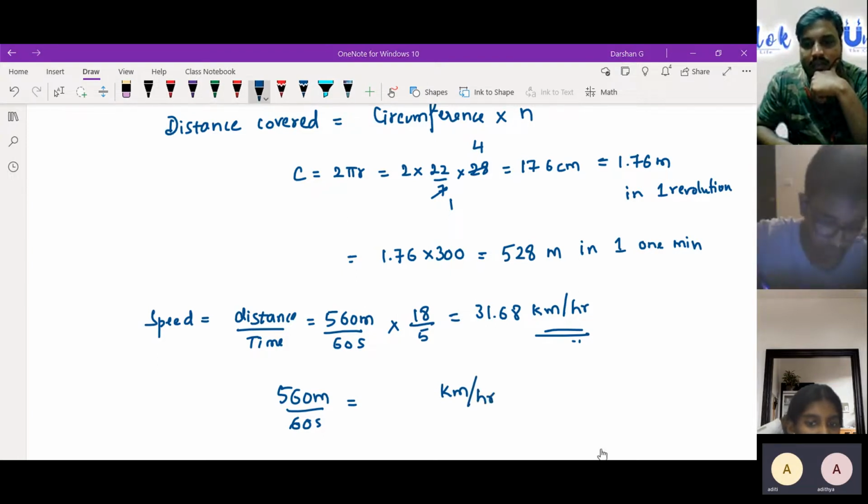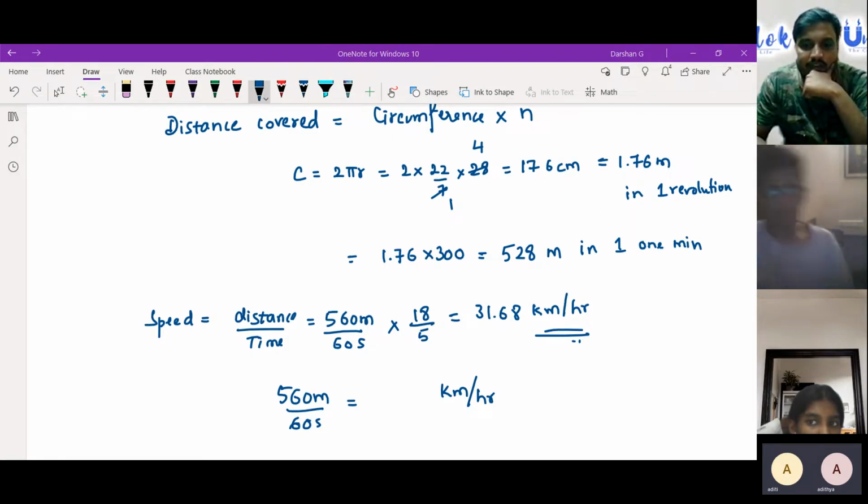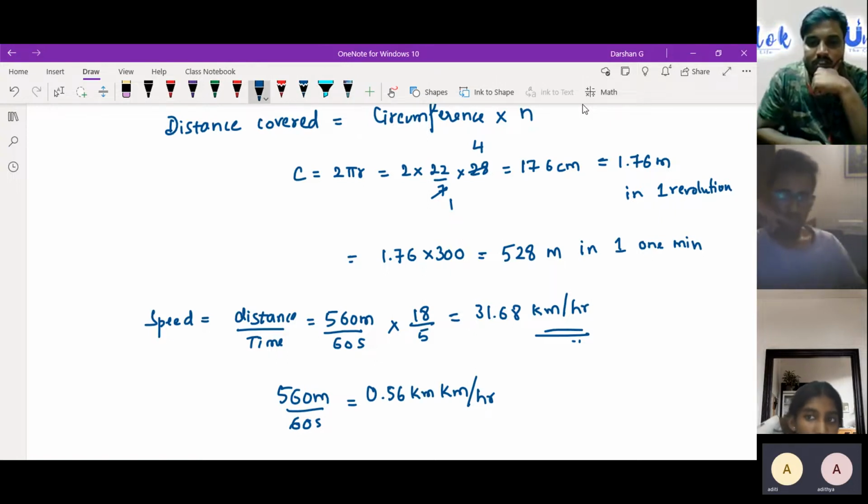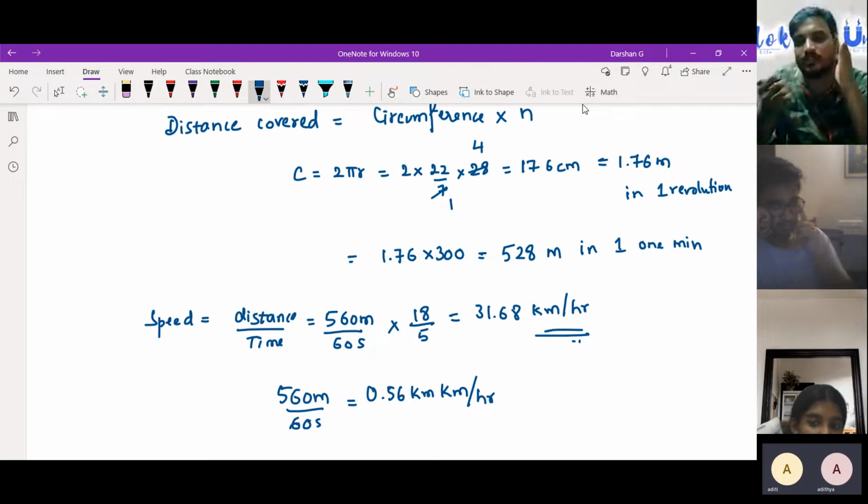Kilometer per hour. Anybody who has this idea? Please use your creativity. I want the answer from the crowd. So should we just convert 560 meter into kilometer and then 60 seconds into hours? That's a great idea. So how would it look? 0.56 kilometer. Is that right? That should be right, because if it is 500 meters, we have covered 0.5 kilometers. So 0.56 is correct.